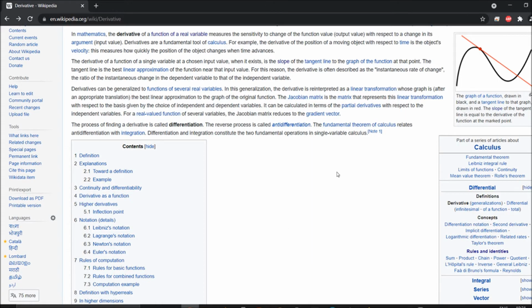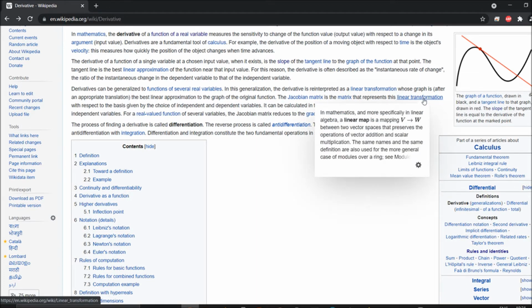Especially, the Jacobian matrix is a matrix that represents this linear transformation. I've already talked about linear approximation. If I talk about linear transformation in mathematics, and more specifically in linear algebra, a linear map is a mapping V to W between two vector spaces that preserves the operations of vector addition and scalar multiplication. If we relate those things, we get to know what other things are there, and we can explore further.